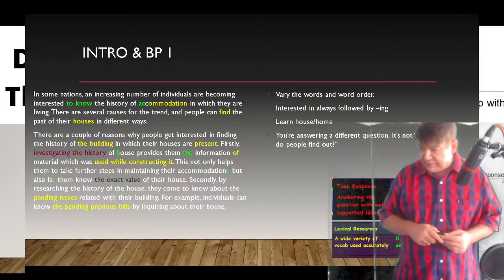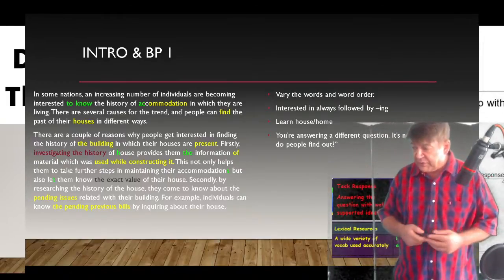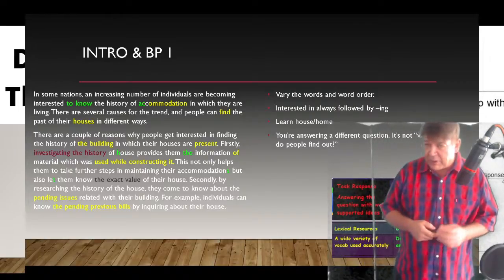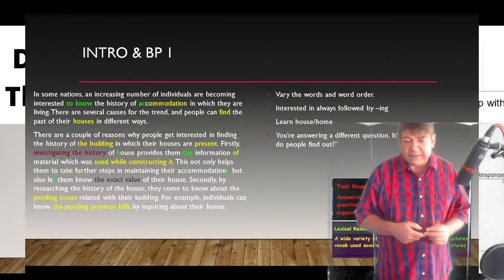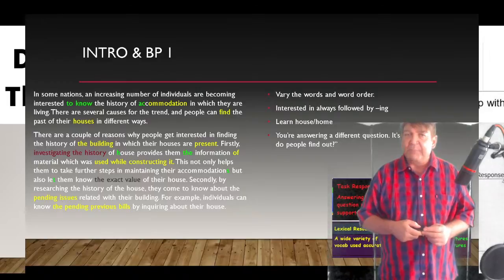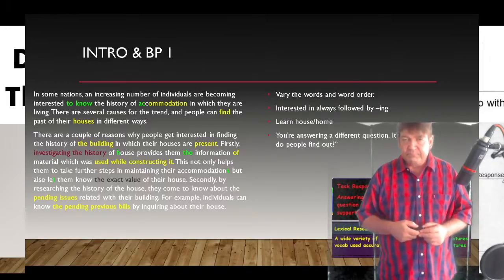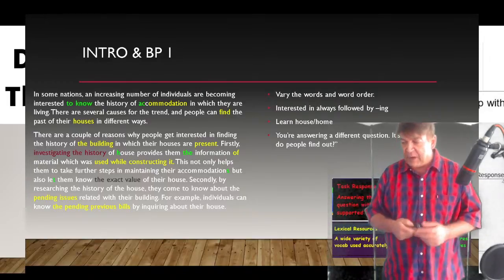People can find the past of their houses. So again, people don't just live in houses. And accommodation is where you live temporarily. Like hotels, not permanently.